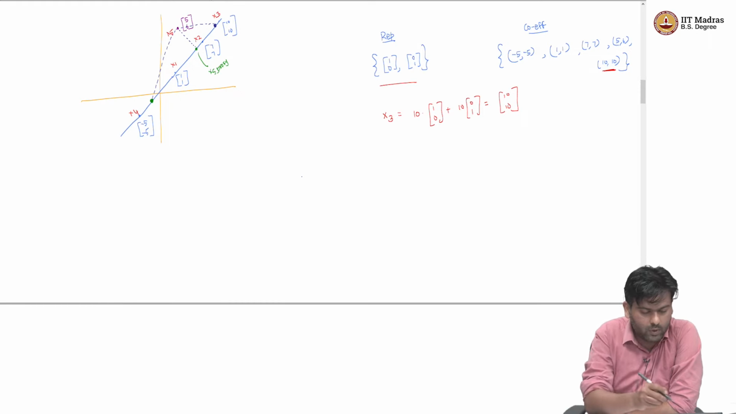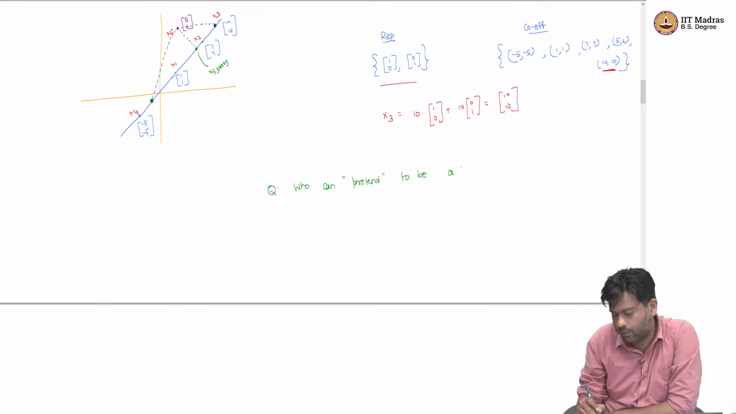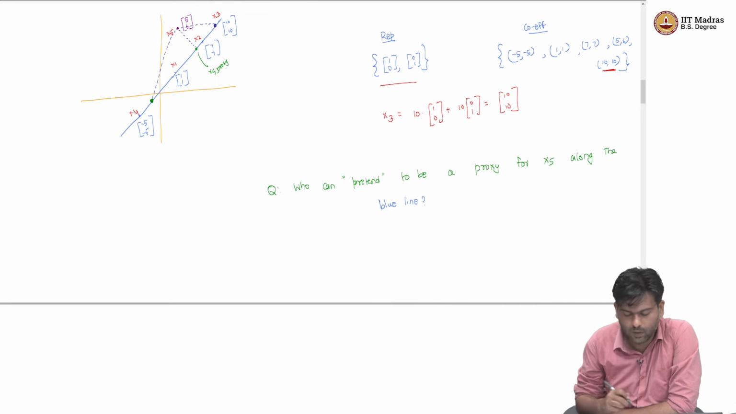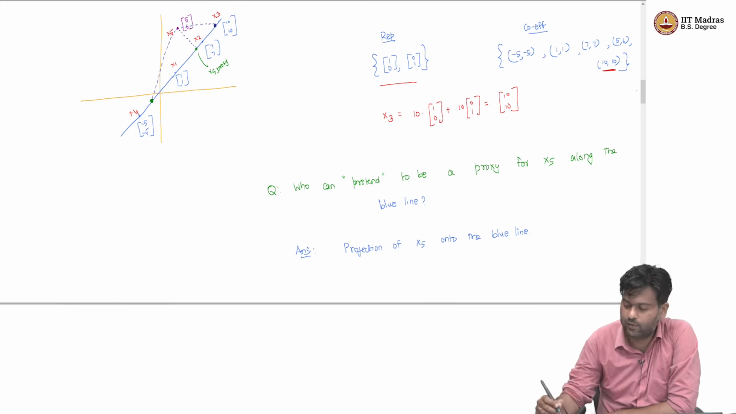So now the question that we are asking is, who can pretend to be a proxy for x5 along the blue line? Of course, the answer to this is projection of x5 onto the blue line. Well, projection is just finding that point which is closest to x5 along the blue line, right.